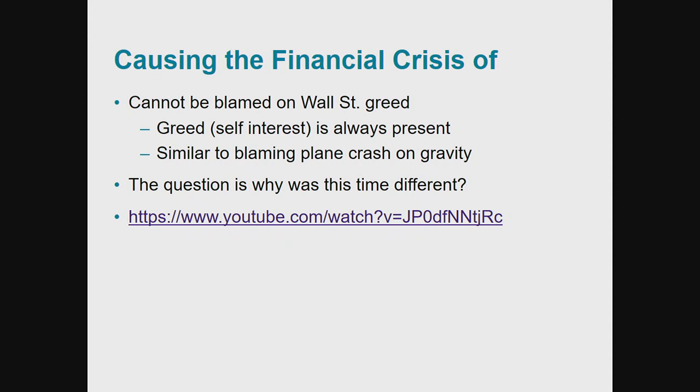But the question is, why is this time different? What happened in the financial crisis that didn't happen a week before, a month before, a year before? Why did it happen then instead of 2004? For that, there are a lot of different things to blame and a lot of different ways to look at it. This right here is a clip from Too Big to Fail, where they go through.